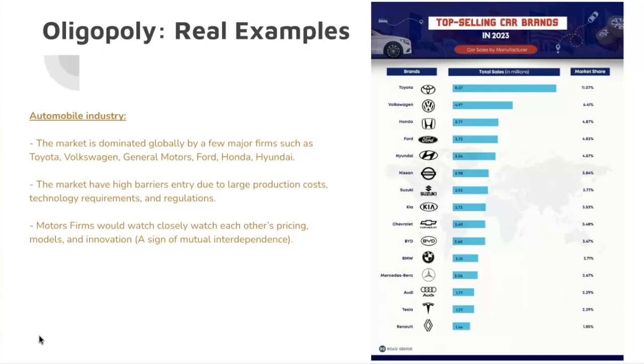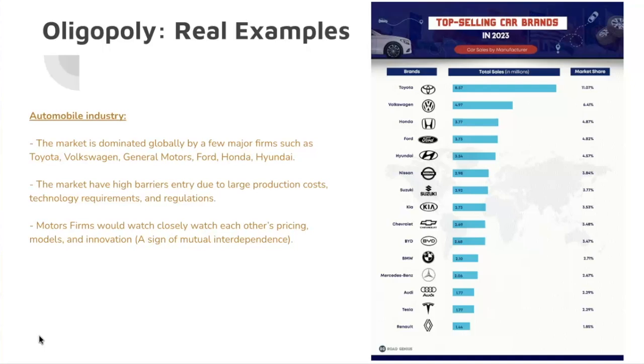Toyota leads with 8.57 million vehicles and 11.7% market share, followed by Volkswagen, Honda, Ford, and Hyundai. These top 15 manufacturers control the vast majority of the global automobile market.